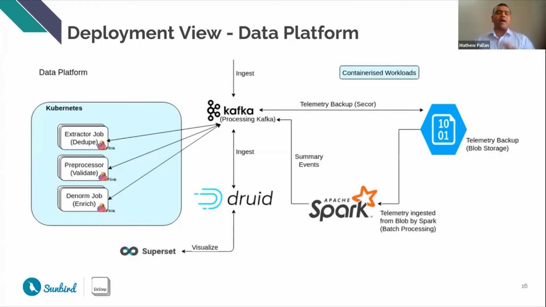But that's more of a batch mode. So you can think of the data platform as a Lambda architecture where the streaming jobs and Druid form the speed layer, and the Spark jobs form the batch layer. And again, Superset is used to visualize the data in Druid.